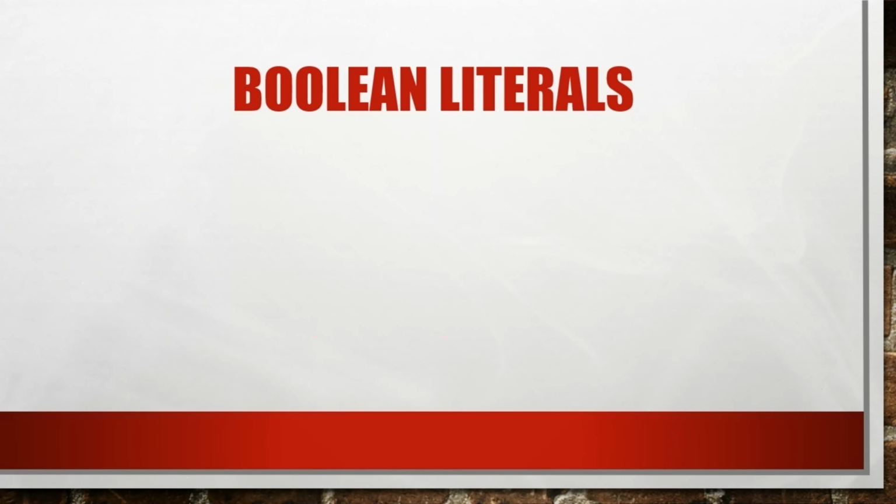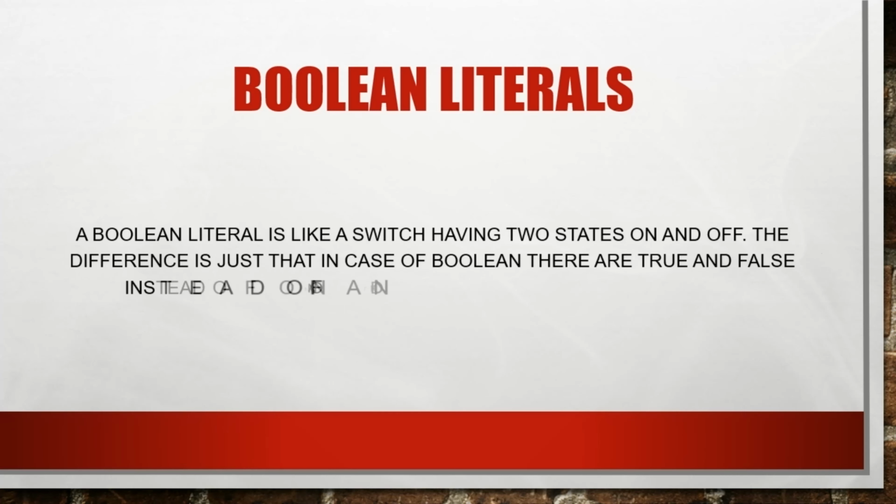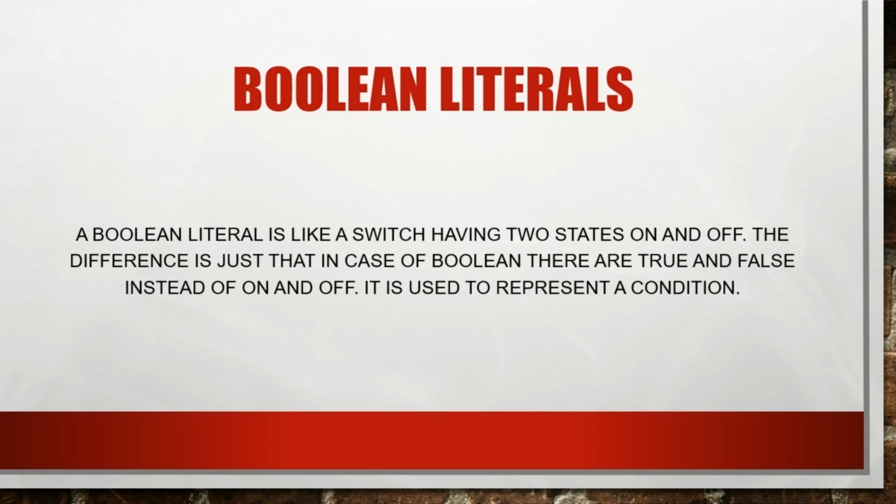Now we have Boolean literals. A Boolean literal is like a switch having two states, on and off. The difference is just that in case of Boolean there are true and false instead of on and off. It is used to represent a condition. Here is another interesting thing.